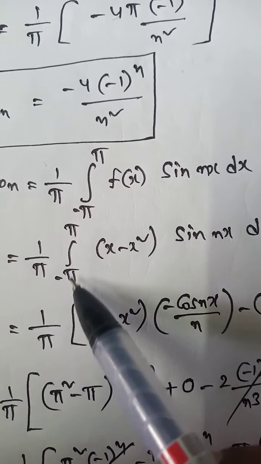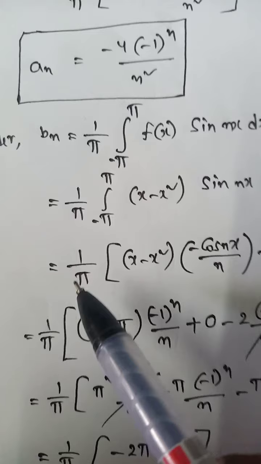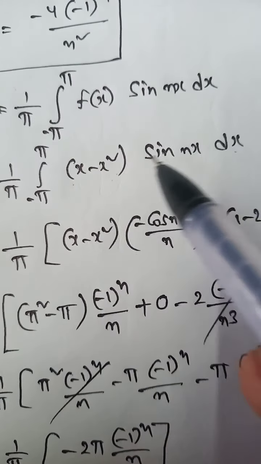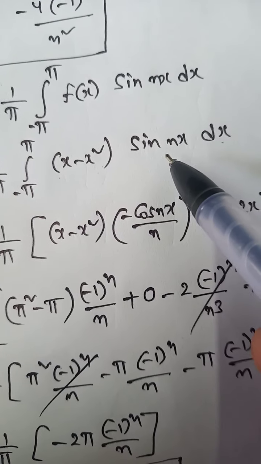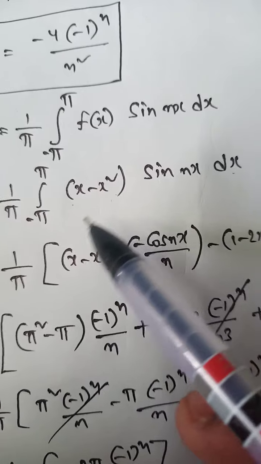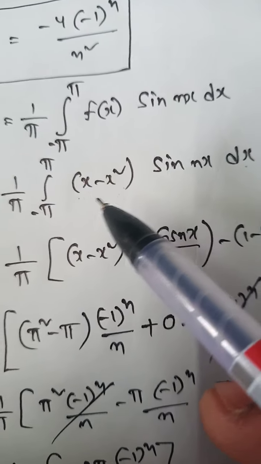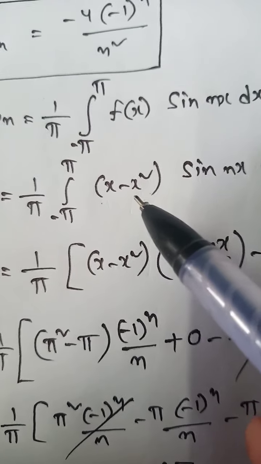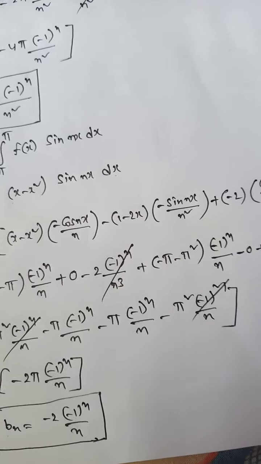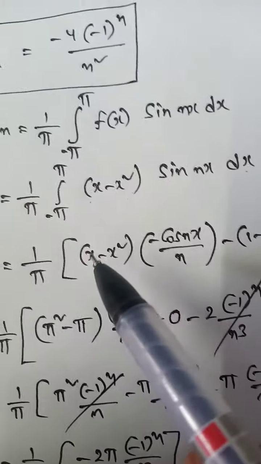1 by pi into integral minus pi to pi, what is f of x? X minus x square into sin nx dx, and that equals 1 by pi into, since x minus x square is algebraic, that is the first function, sin nx is trigonometric, that is the second function. By following the previous procedure, in that procedure, if the first function is algebraic we can use this procedure, and now the first function is this, the second function is this.